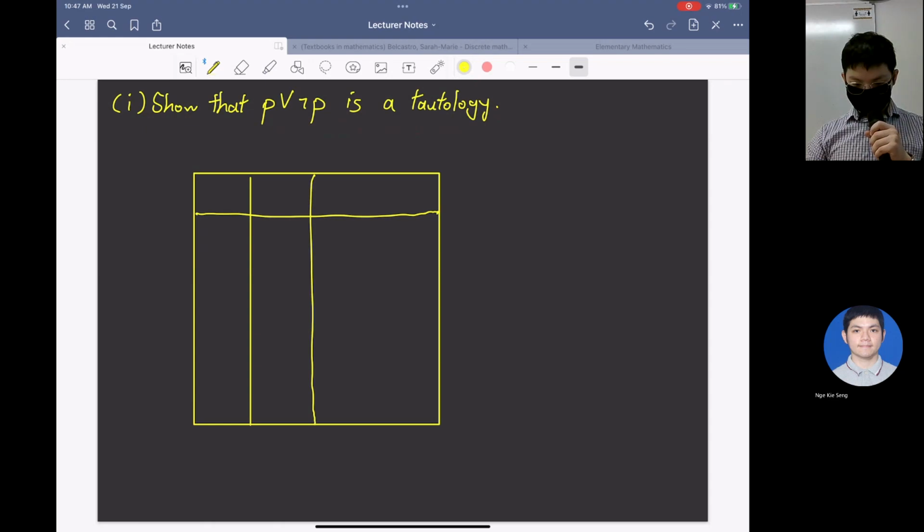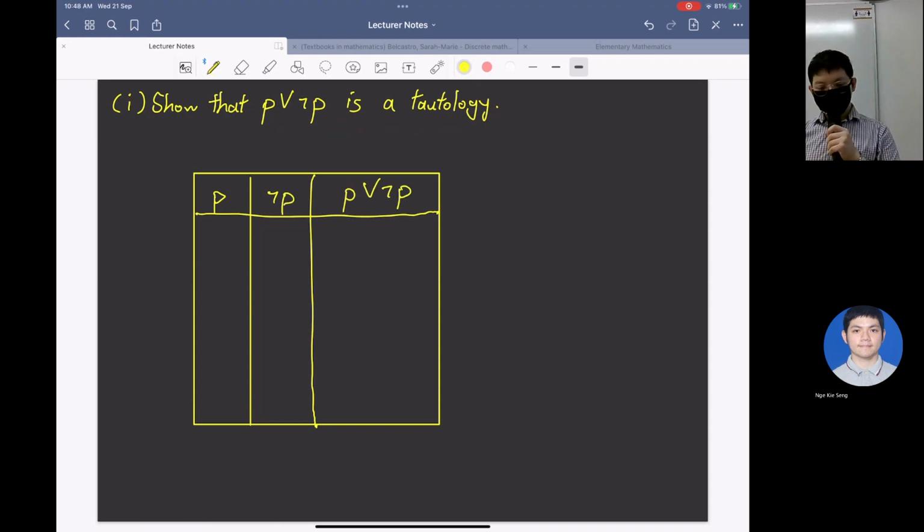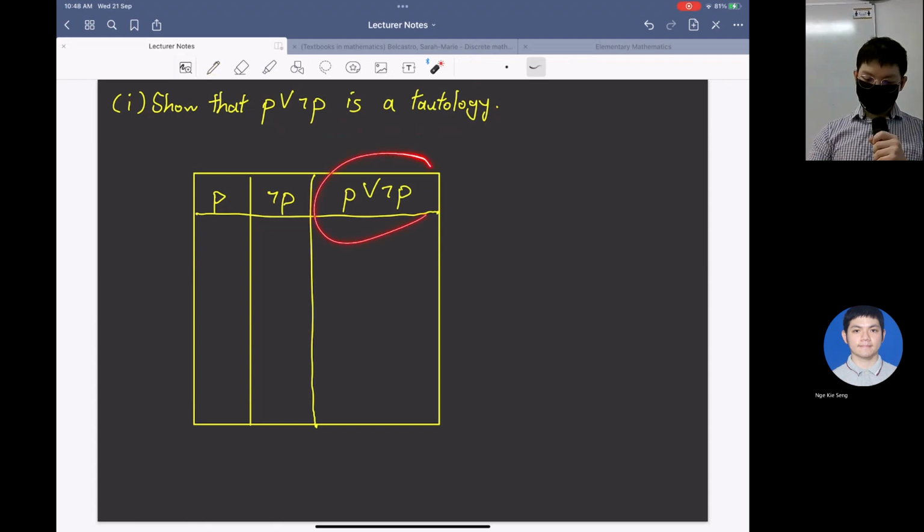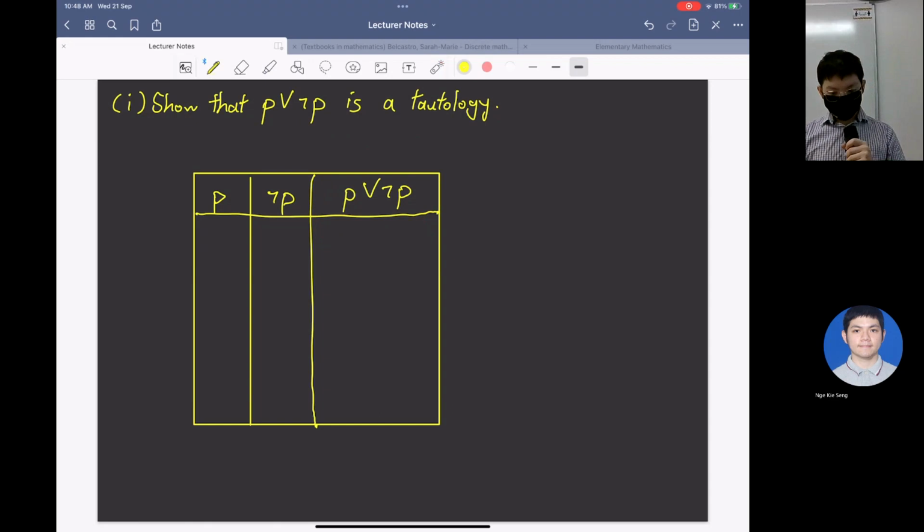Okay, the truth table is here. P, not P, P or not P. So it's a compound proposition that is always true. So only the true value can appear here. This is what you need to show.